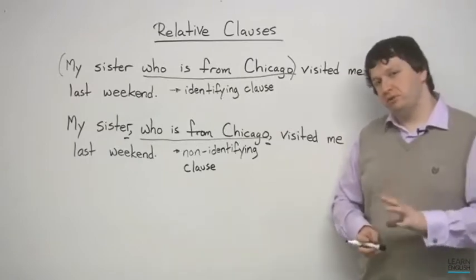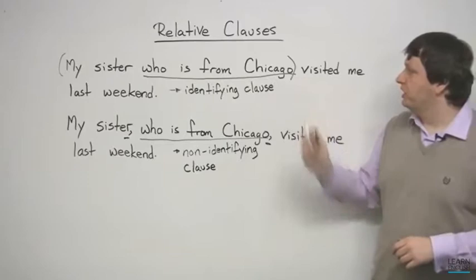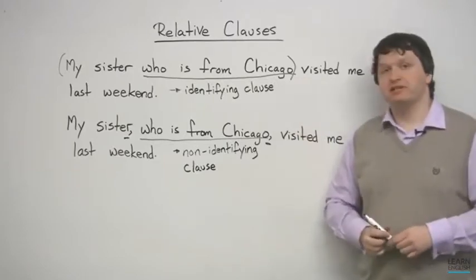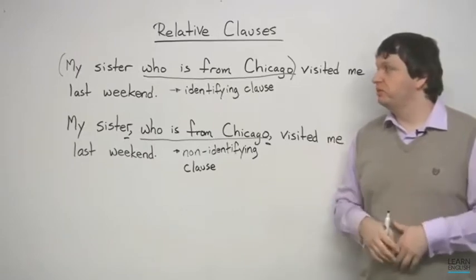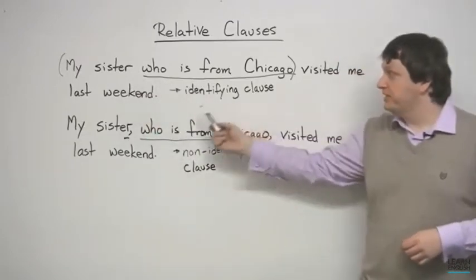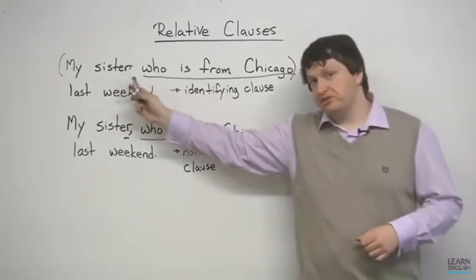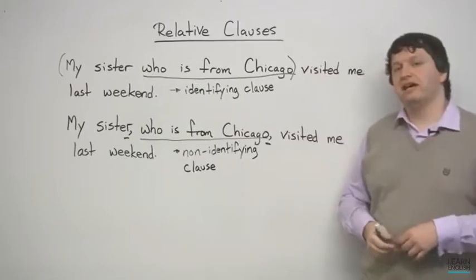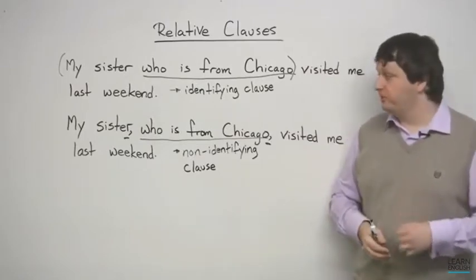Okay, so just to review what we've done so far, we have my sister who is from Chicago visited me last weekend. I am providing direct information about which sister I'm talking about. This is the complete subject. My sister who is from Chicago identifies which sister I'm talking about. I have more than one sister. I am talking about the one from Chicago.